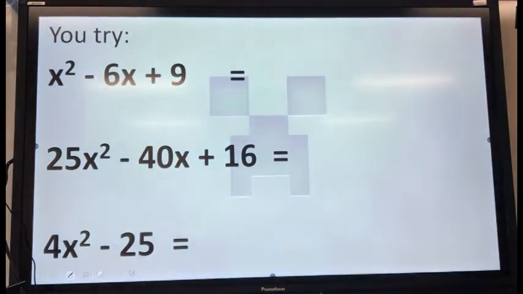So let me have you give it a shot. See if you can factor these using the formula. If not, factor them just the regular old normal way. And we'll see how you do.